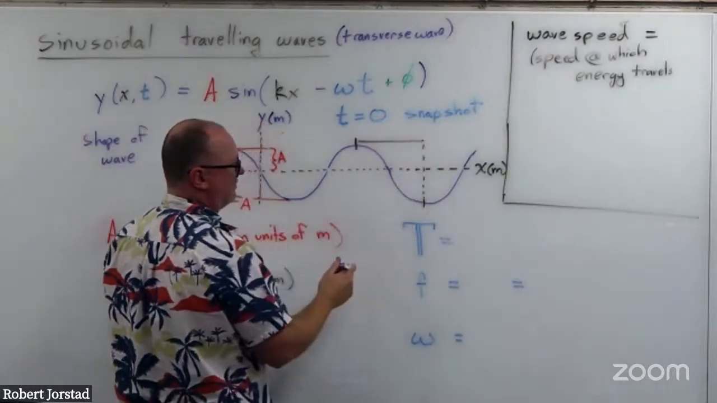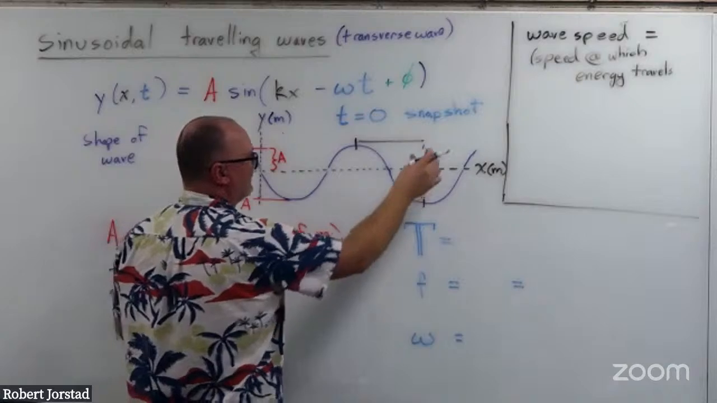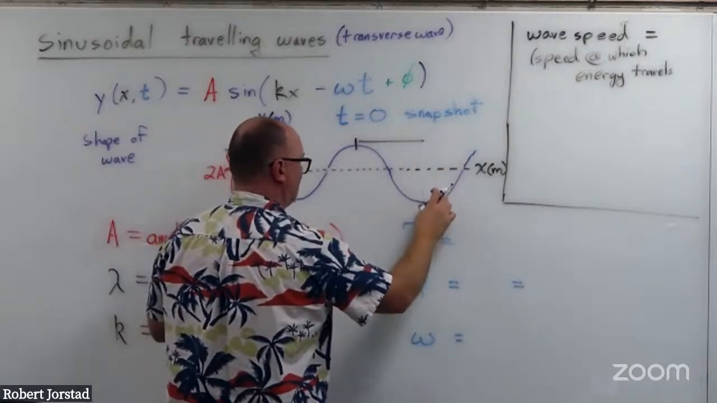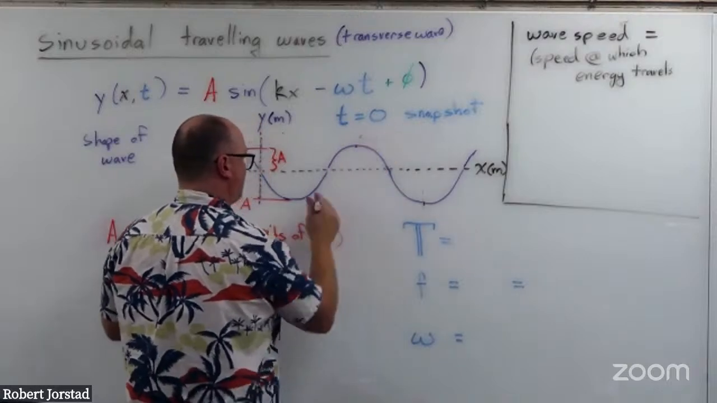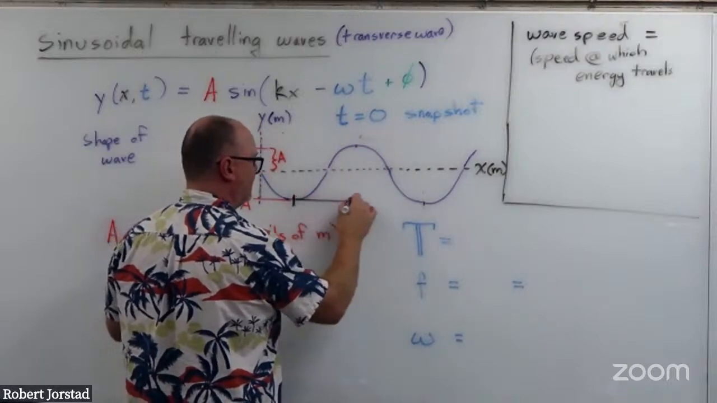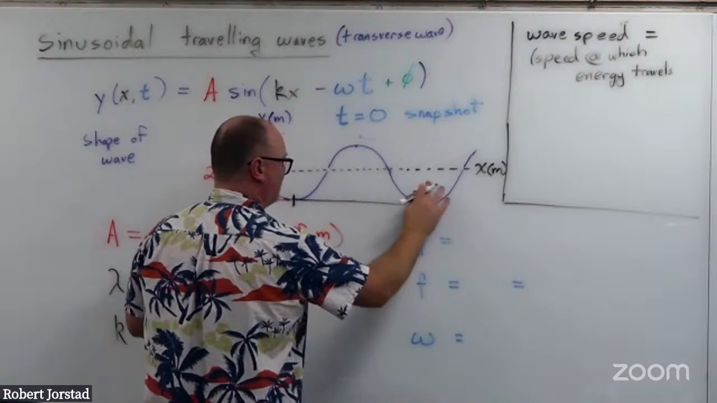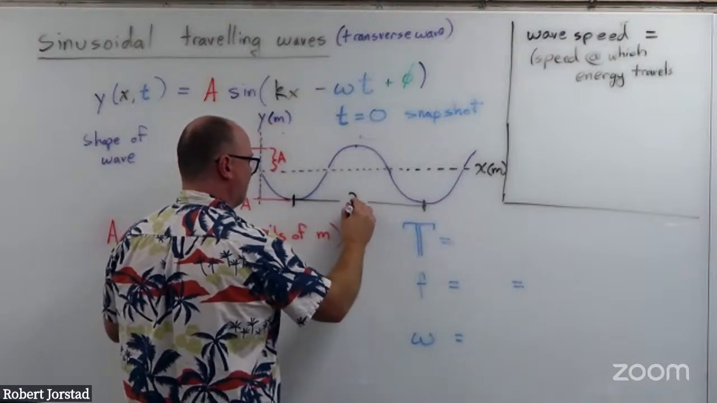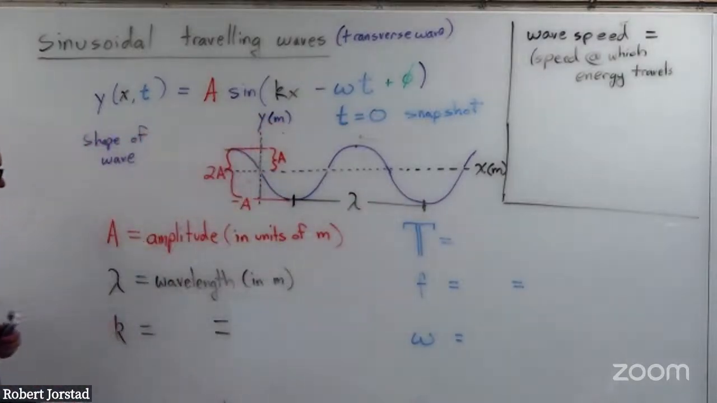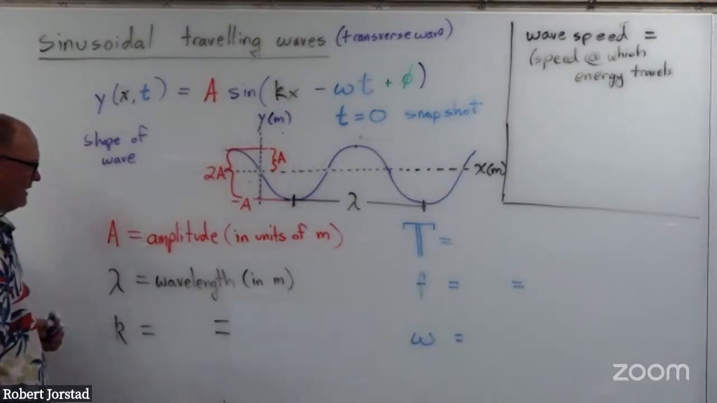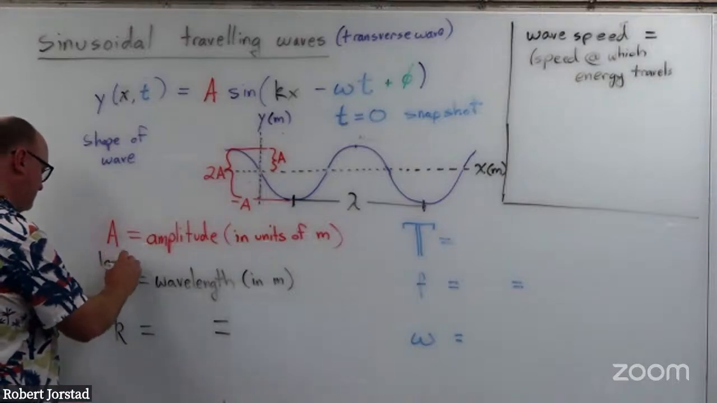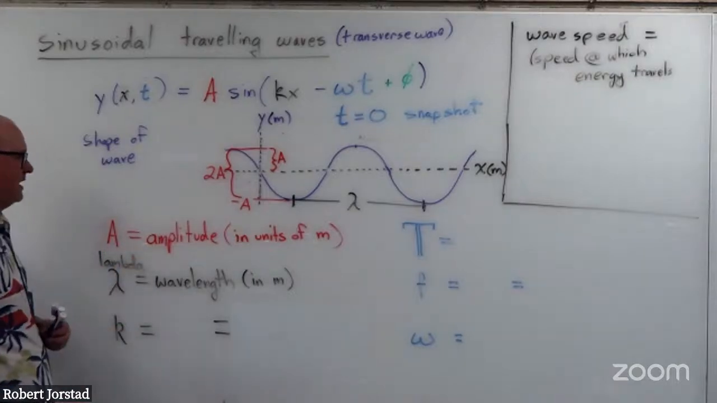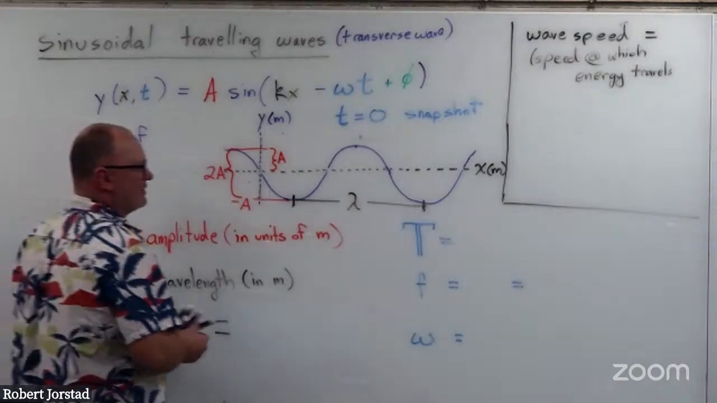Wait, that's not the wavelength. That's half a wavelength. Whoops, my bad. Let's use the bottom. We'll go from trough to trough. That's better. So this distance here is the wavelength. Lambda, Greek letter lambda, kind of looks like an upside down Y. And so you could measure it from trough to trough.